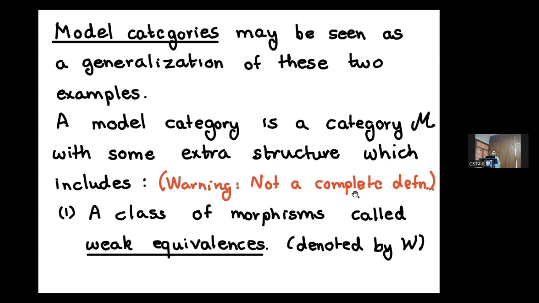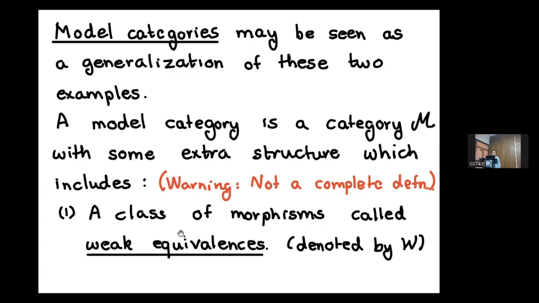So I'm putting that as a warning that I'm not going to give you a complete definition. It's not that the complete definition is hard to give. It could fit into a slide and a half, but it wouldn't really matter. But I'm just going to say that a model category is a category with some extra structure, and I'm going to look at part of the structure.